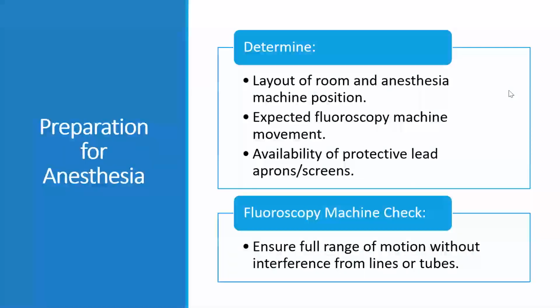As we are doing this procedure outside the operation theater, it is very important to know your playground. You have to determine the layout of the room and anesthesia machine position, expected fluoroscopy machine movement, and availability of protective lead aprons and screens, and ensure full range of motion without interference from lines or tubes.